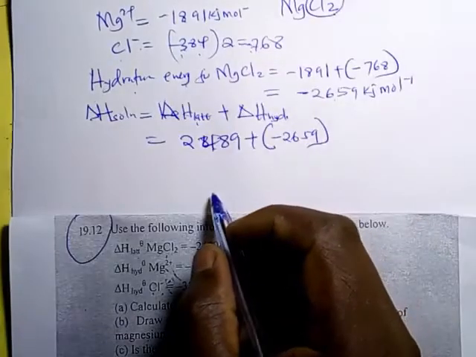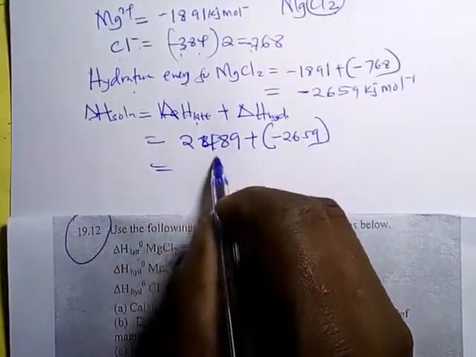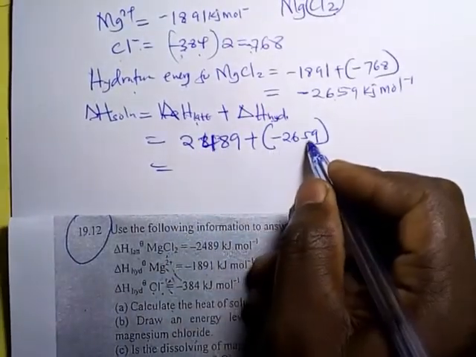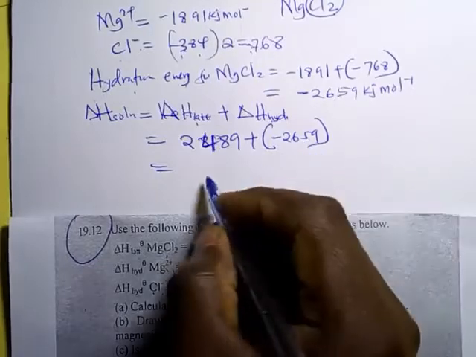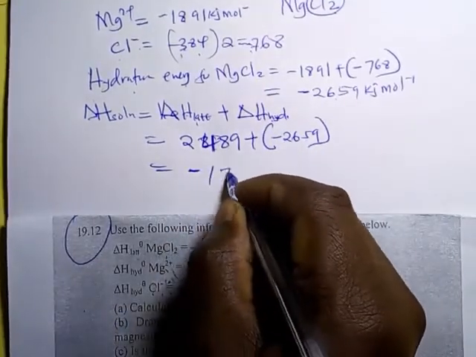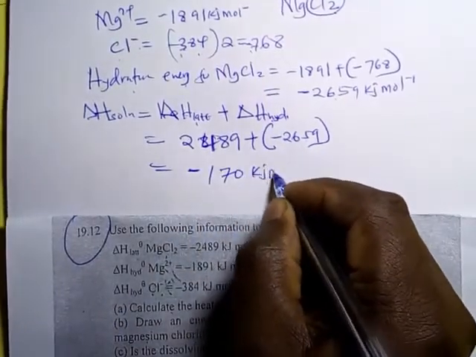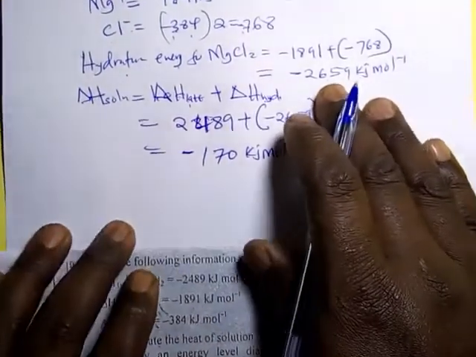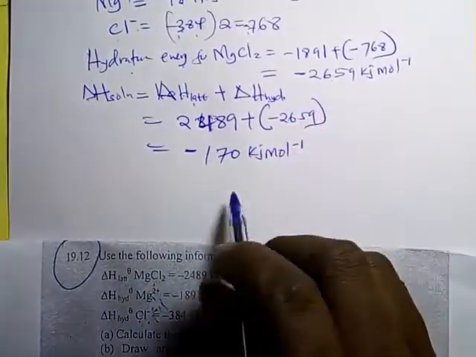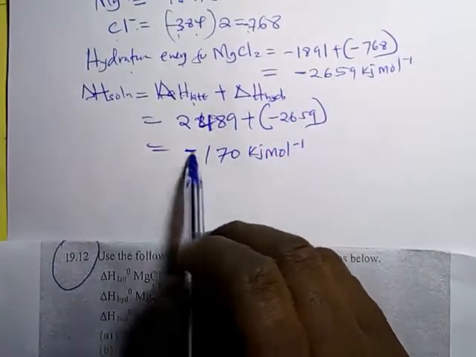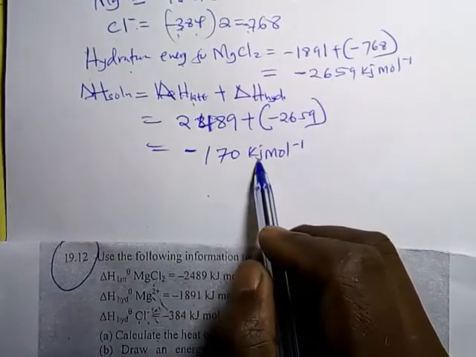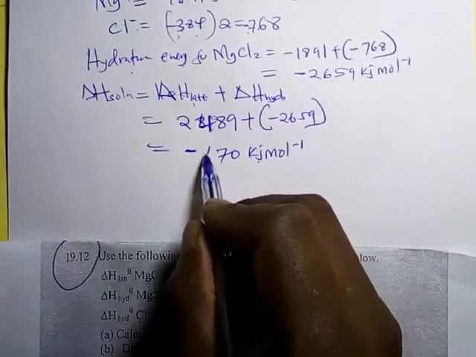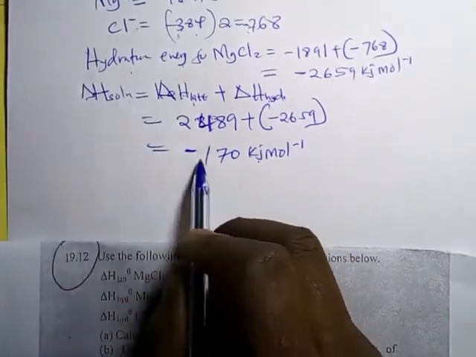So now use your calculator: 2489 minus 2659. This one is bigger, therefore the answer is negative 170 kilojoules per mole. So what this means is that the overall reaction, dissolving magnesium chloride in water, is exothermic. The overall reaction is exothermic because you can see the overall answer is negative. The heat of solution is negative.